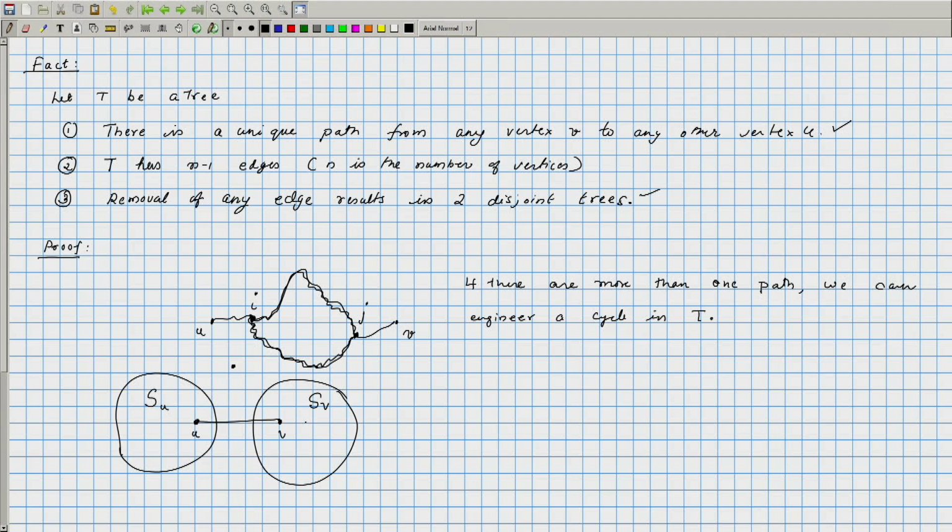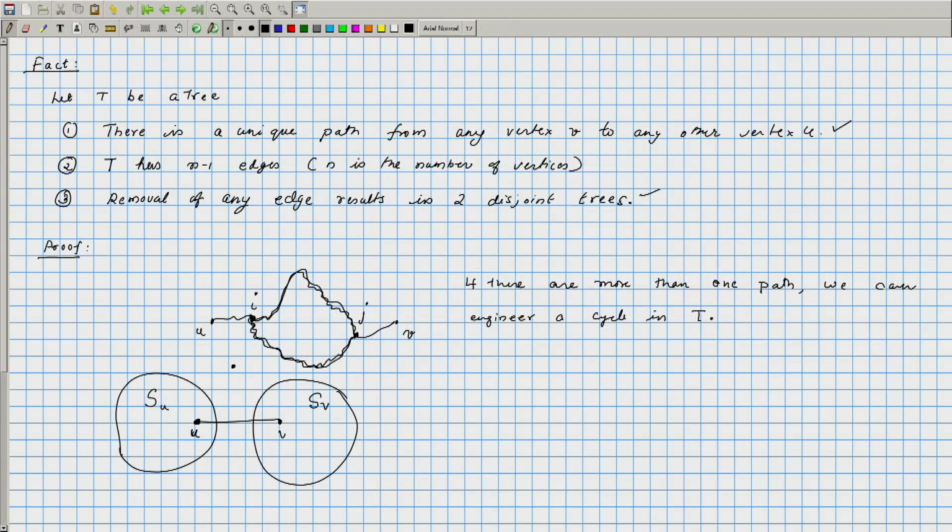Now, if you remove UV, SU and SV are not going to be connected. Why? Because if they were connected, then it would mean that from U to V there is more than one path. Because from U to V there is a direct path, and if SU and SV were connected by some other thing, clearly by virtue of any vertex being in SU, there is a path to U, and here there is a path to V.